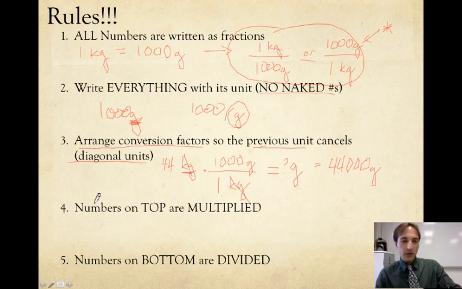Okay. Now, the last two rules, we don't really need to demonstrate too much. Basically, it just means if the numbers are on top, like up here, you multiply them. And if a number is on the bottom, like right here, it gets divided. Okay, which makes sense. It's underneath the line, you divide. If it's above the line, you multiply. Cool. Those are the 5 rules.